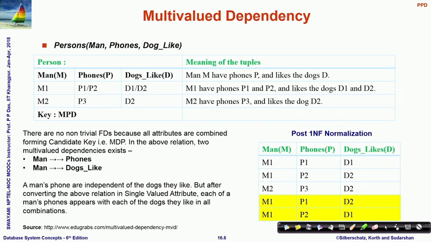And so, if we look at the 1NF normalized form here, in 1NF what do we do? We create separate rows for them. So, we have created separate rows for M1 against P1 and P2 in phones, and similarly for D1 and D2. Once we have done that, we can see, highlighted with yellow, the different redundancies that are arising, because we have both phones and dog liking attributes.